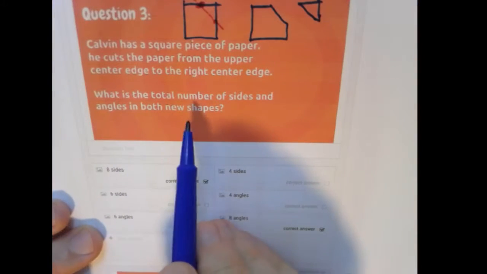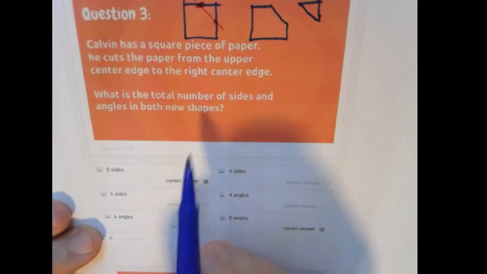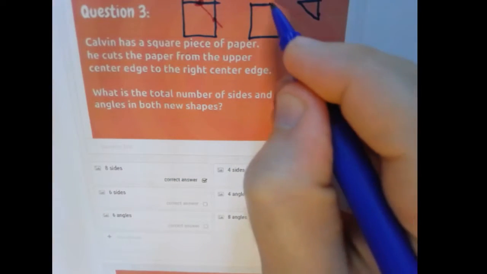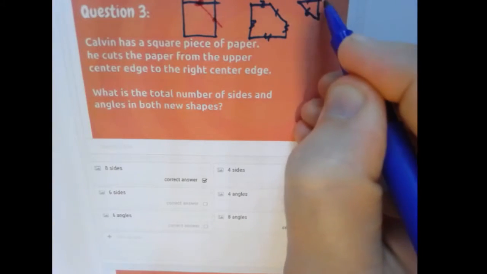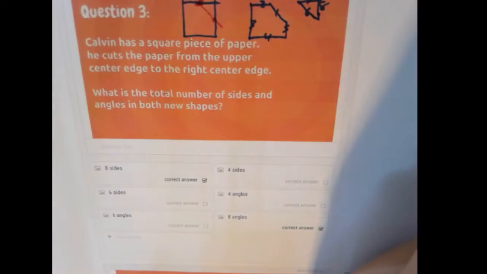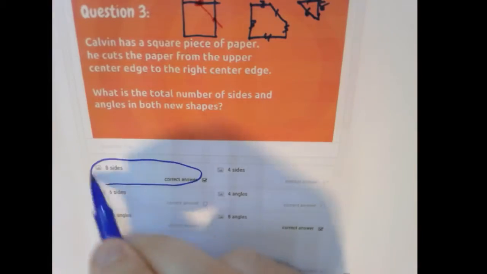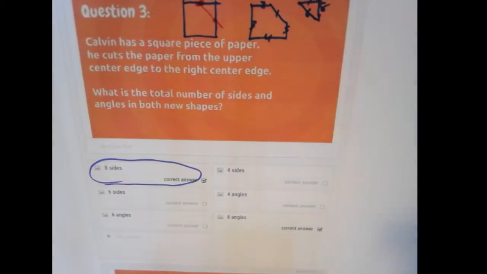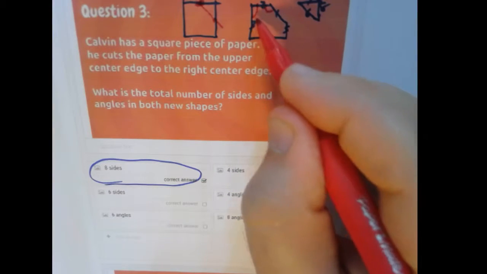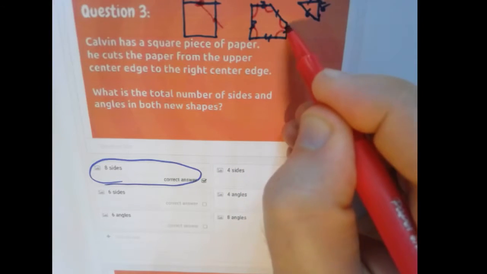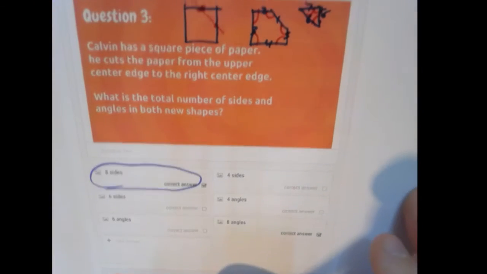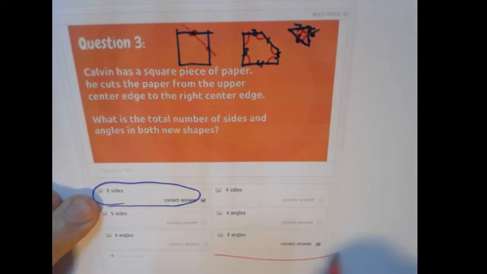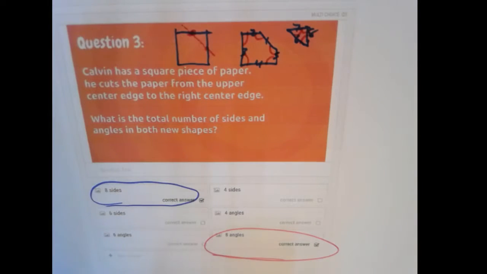So how many total sides and angles are in the new shape? So we have 1, 2, 3, 4, 5, 6, 7, 8 sides. So 8 sides. And how many angles total? 1, 2, 3, 4, 5, 6, 7, 8. So we have 8 sides and 8 angles.